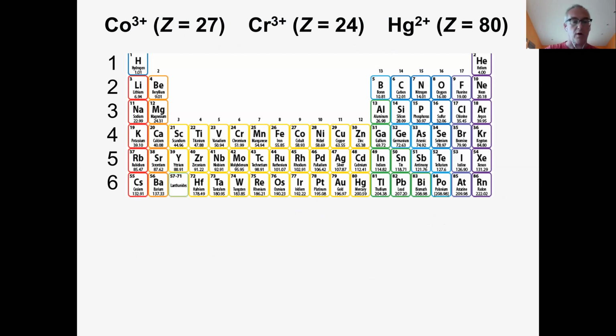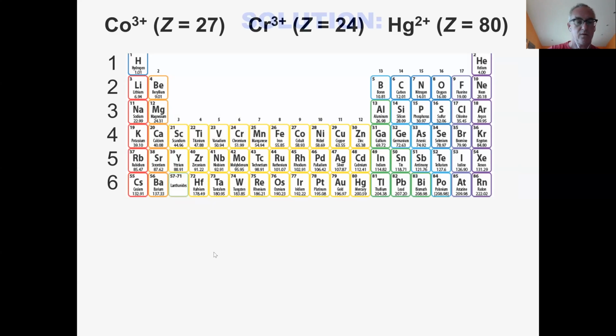So here's cobalt, it's right here. Oops, let me go back. So here's our good friend cobalt. But it's 27, now 24 electrons. So what's the noble gas next to cobalt, the next smallest noble gas? Argon. Yeah. So for cobalt-3, we start with argon.